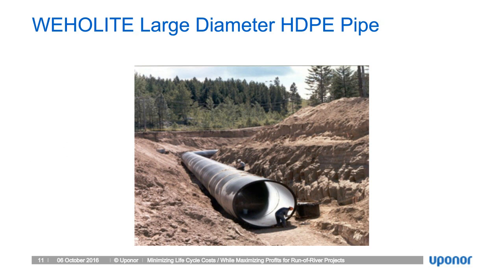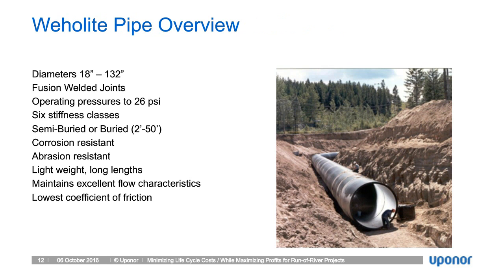So what we'll talk about today is the Weholite, which is the large diameter HDPE pipe. The large diameter really helps us in getting the differential pressure down and allowing higher volumes through. Uponor produces one of the largest structural HDPE pipes in North America. As an overview of what this pipe is, we produce diameters 18 to 132 inches. Typically in the field, we do fusion welded joints. Operating pressures in some instances can go up to about 26 psi.